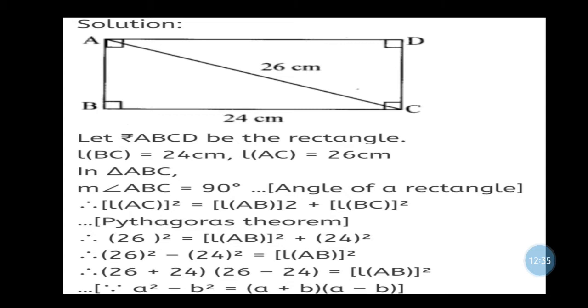Now we will substitute the values. The value of AC is 26, so 26 square is equal to AB, which we don't know, so length AB square plus length BC square, which is 24, so 24 square. So ultimately the step is 26 square is equal to length AB square plus 24 square. Now we can write in the formula form, that is A square minus B square is equal to (A plus B) into (A minus B). So we write (26 plus 24) into (26 minus 24) is equal to length AB square.